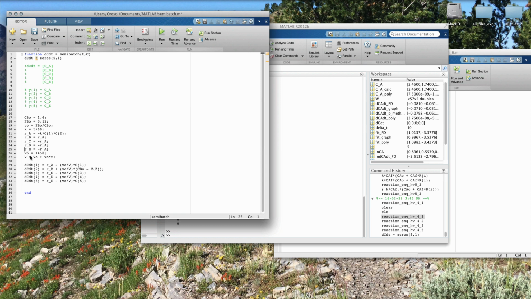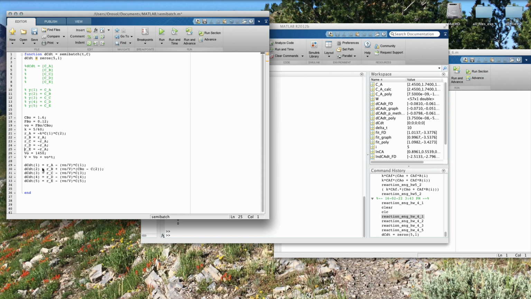And then the initial volume given was 1450, and then we know that V, the volume, is equal to the initial volume plus V0 times T. So you need to put that in. And then these are the differential equations you're solving.